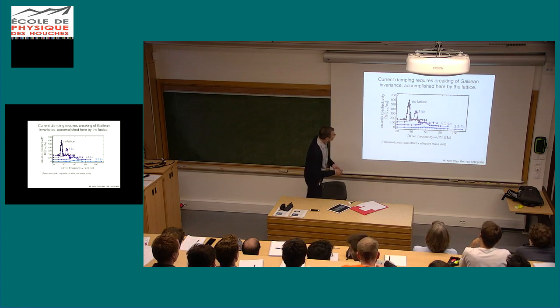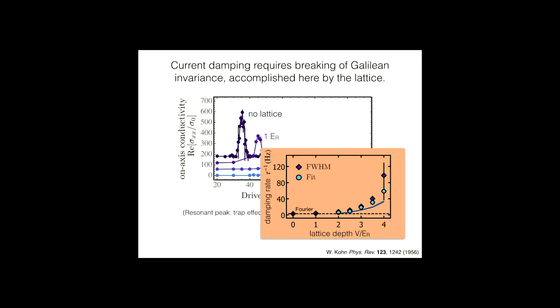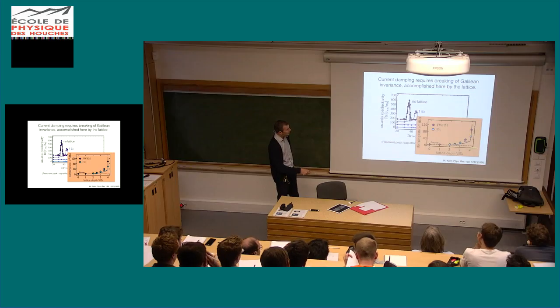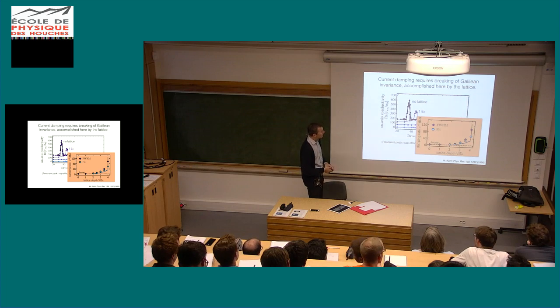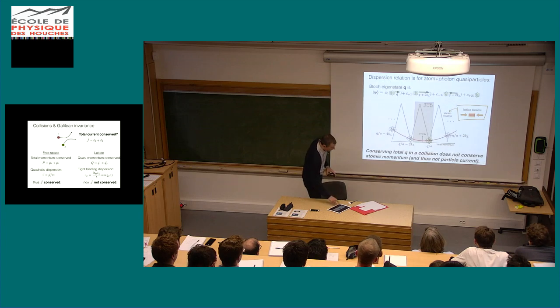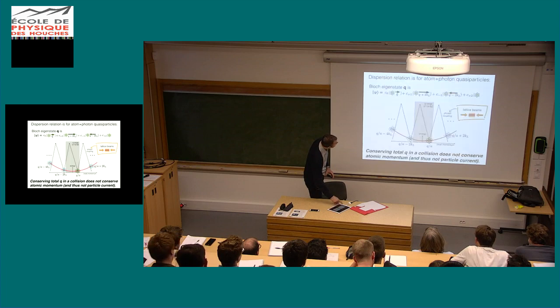But now as you turn on the lattice, you see what happens is the width here, which tells you about the damping rate, gets broader and broader, and therefore dissipation is turning on. So the damping rate now is turning on as the lattice depth becomes more significant. So now when the lattice is around, collisions plus this breaking of Galilean invariance allows this scenario to be the one to think about, where collisions now with this lattice no longer conserve current. Okay.